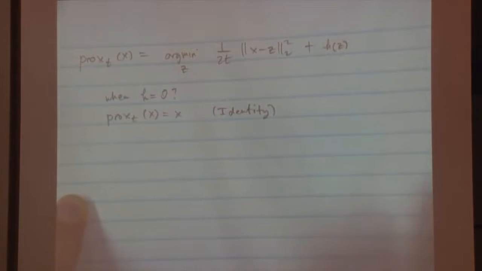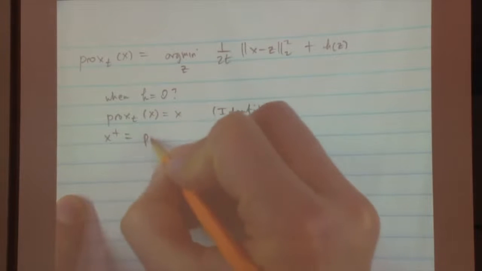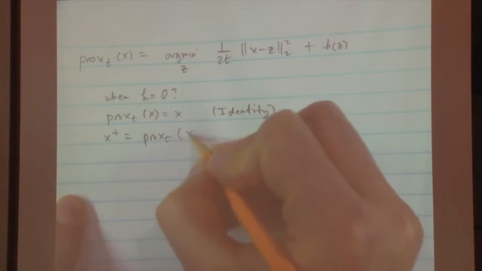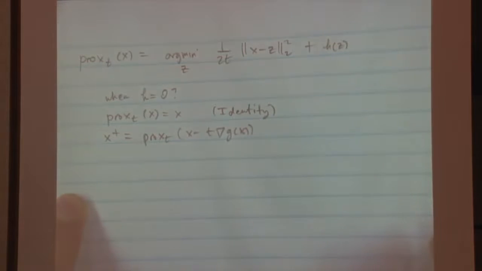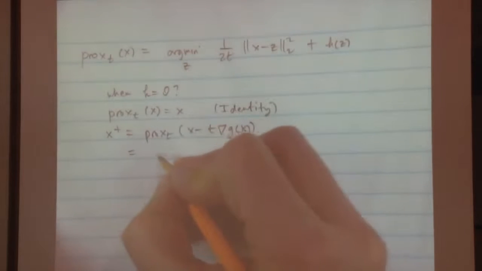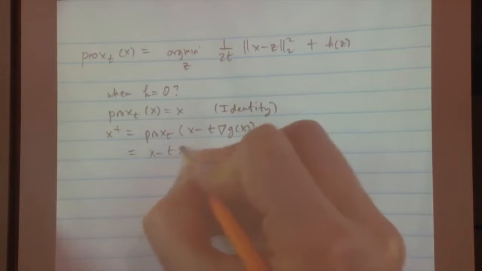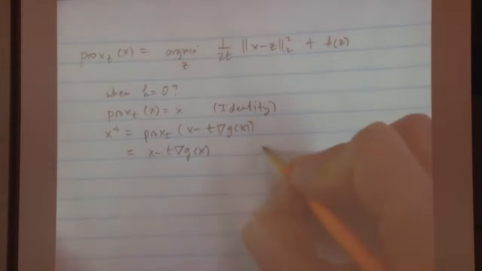So what are the proximal gradient descent steps? Remember, I just take x plus, which is equal to the prox of x minus t times the gradient of g. But this is just the same thing as x minus t times the gradient of g, which is just gradient descent on g.